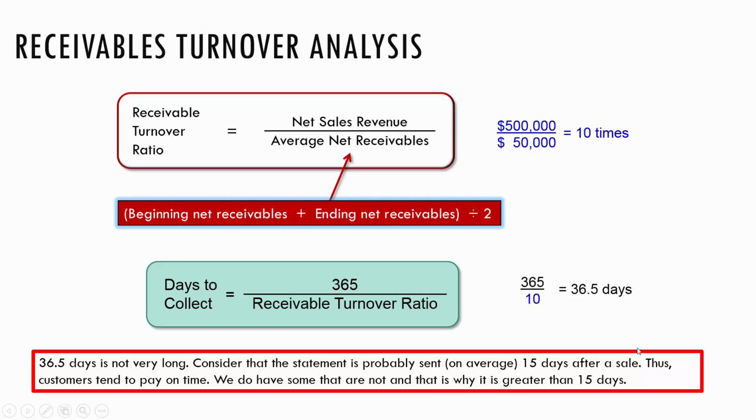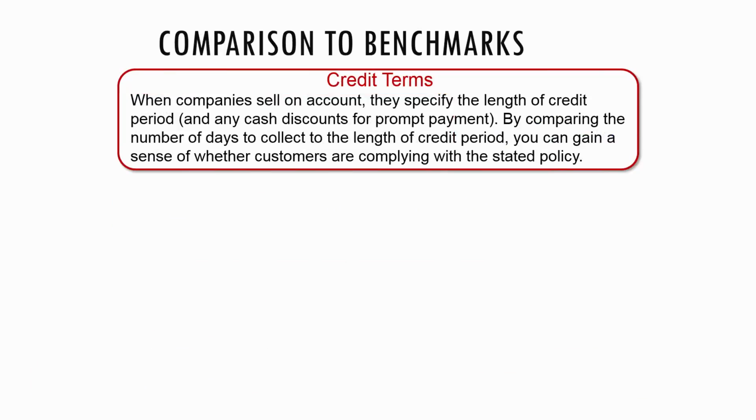It really is. On average, the way statements are sent out, it's on average 15 days after a sale. So it's not exactly 30 days. That's not technically the way it works. You'll get put into a cycle, and then they'll use this procedure, and so really the comparison is probably not 30 but 15. Still, 36.5 is a very good number. So when you sell an account, you can compare it to the number of days which you have in your terms or your stated policy.